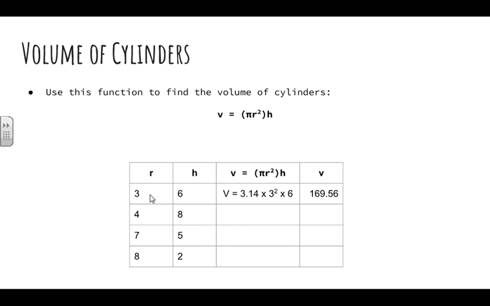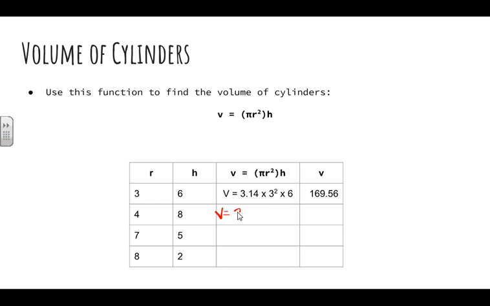So for example, if you have a cylinder with a radius of 3 and a height of 6, your formula will be volume equals 3.14 times 3 squared times 6. You have to square 3 first. 3 squared is 9, and then you would multiply straight across 3.14 times 9 times 6. You get 169.56.